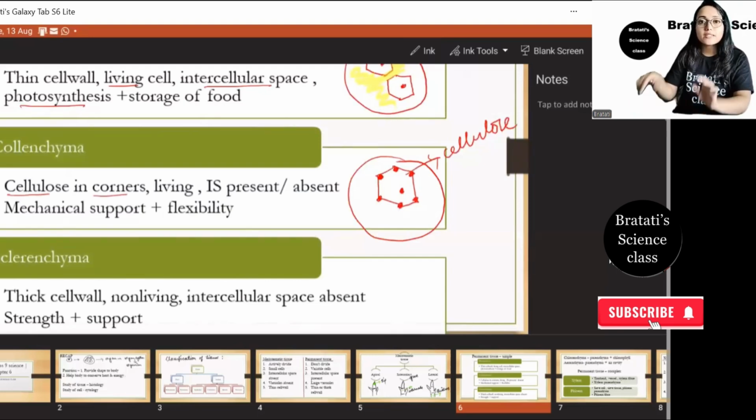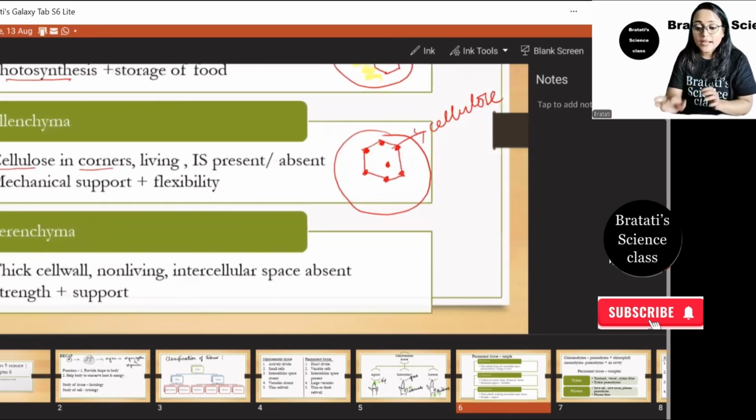So where is it present? You know, in the nodes and the soft part of the internode, or sometimes the petiole part, that is where the branch and the leaf start. So that is very gentle. This gives the flexibility as well as the mechanical support.